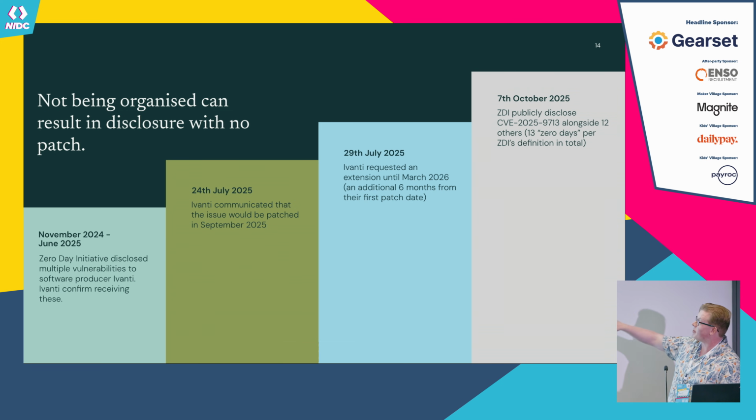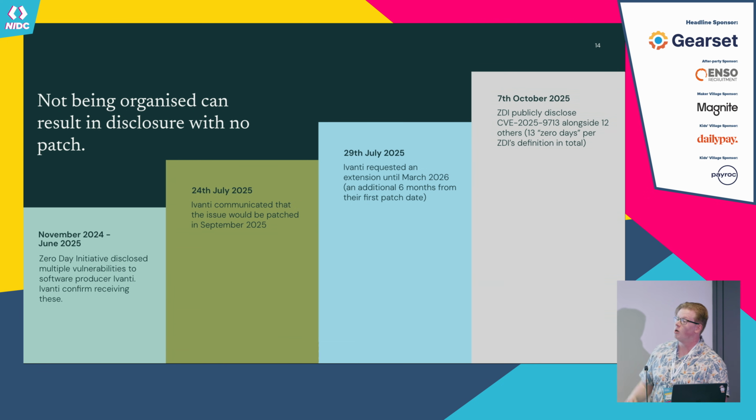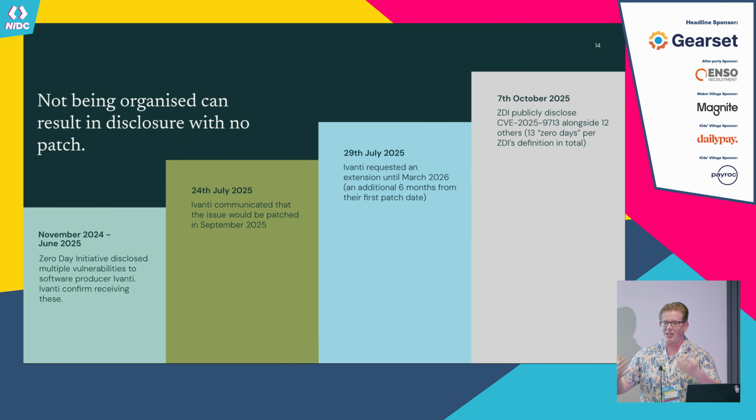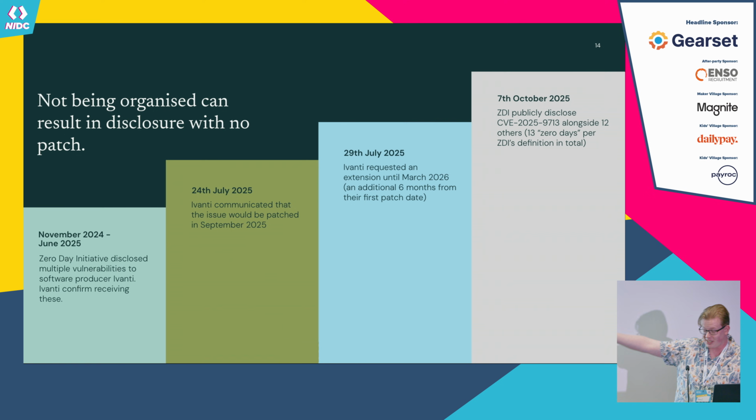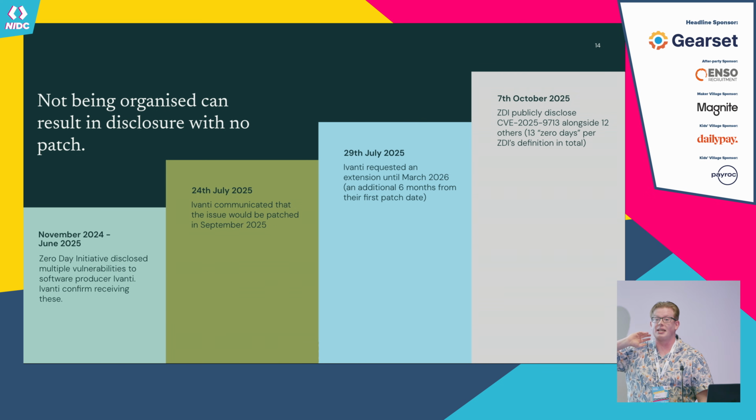This is a brief timeline for, well, it was 13 vulnerabilities, but one specifically of note, between the Zero Day Initiative, ZDI, a well-known group that's owned by Trend Micro. They help other security researchers push through their advisories. And Ivanti, the rather large software and hardware giant. From November 2024 to June 2025, ZDI told Ivanti about 13 different vulnerabilities in Endpoint Manager, one of their products.